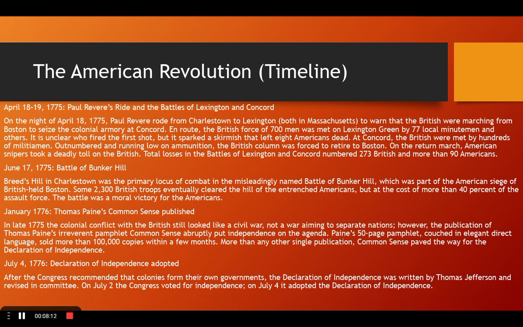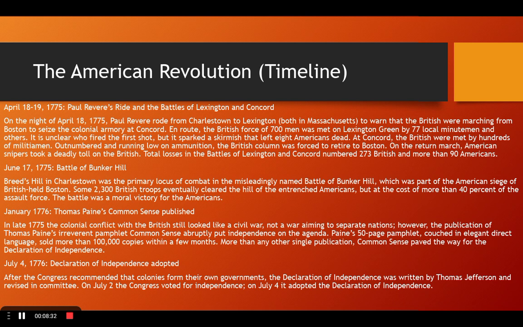Paine's 50-page pamphlet, couched in elegant, direct language, sold more than 10 lakh copies within a few months, more than any other single publication. Common Sense paved the way for a Declaration of Independence.